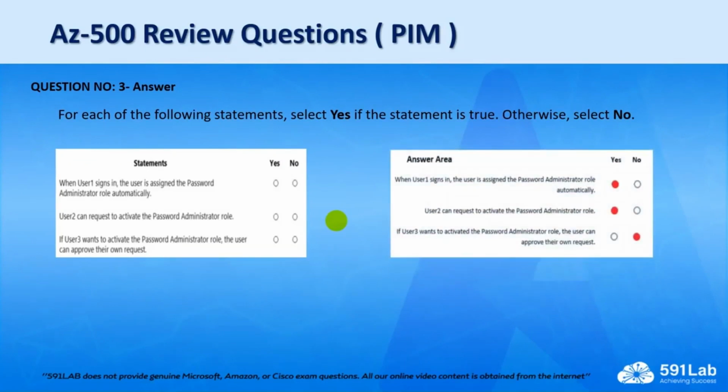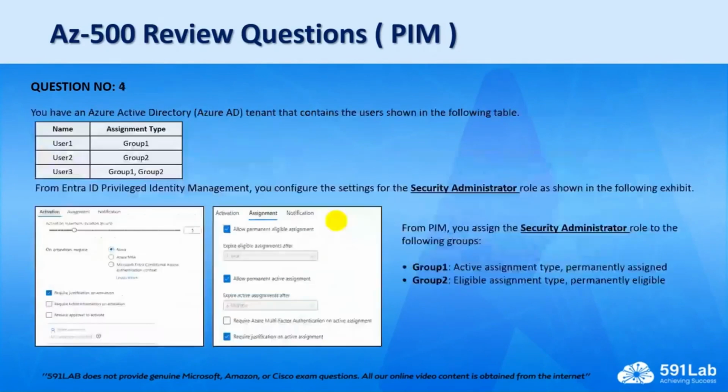So here, when user 1 signs in, the user is assigned the password administrator role automatically. Yes. User 2 can request to activate the password administrator role. Yes. If user 3 wants to activate the password administrator role, can the user approve their own request? No. So I hope my explanation helps you clear your understanding of this question and the answer. Now let's move to the next question.